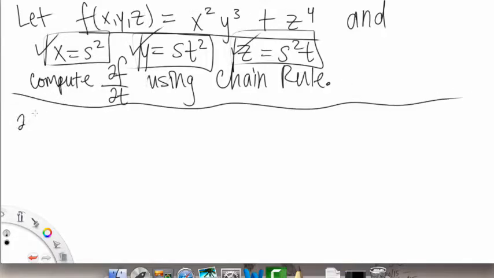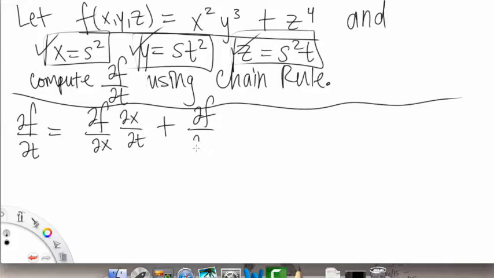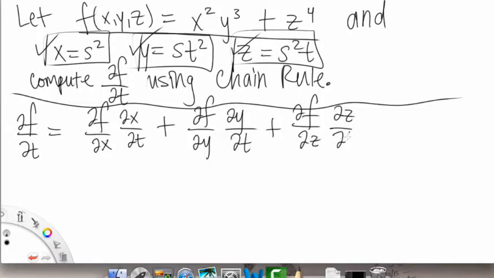So how would we compute partial f, partial t? Let's write down the formula for that. So that would be equal to partial f, partial x, partial x, partial t, plus partial f, partial y, partial y, partial t, plus partial f, partial z, partial z, partial t. Okay, so there is a pattern to this, and after you write it a couple times, you'll just get used to it, and hopefully it'll become second nature to you. But anyways, now that we've written the chain rule for computing partial f, partial t, let's find each of these partials and we'll plug them in.